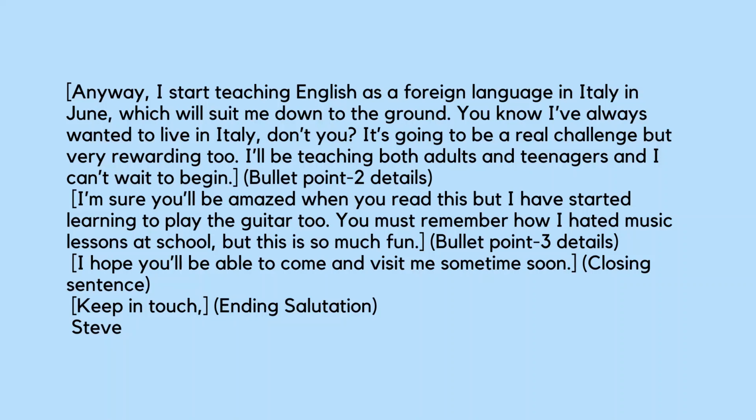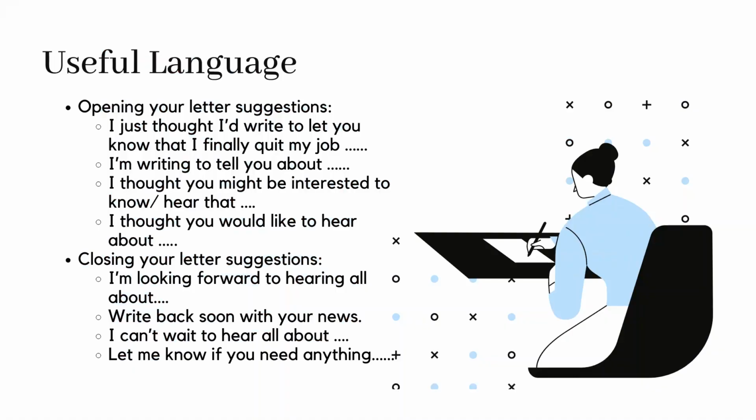After writing this, we will leave the space of one line and then we will write the closing sentence. I hope you will be able to come and visit me sometime soon. Leaving one line after that, we will write the ending salutation. Keep in touch. Then you'll write your first name, Steve. So this is how you write an informal letter. Let us now see the useful language for this type of letter.